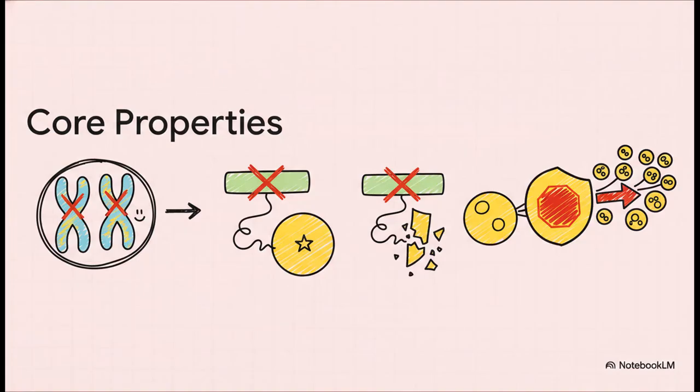A few core properties to remember here. First, their action is generally recessive at the cellular level, meaning both copies of the gene must be inactivated. Second, the mutations are categorized as loss of function, resulting in a non-functional protein. And third, their role is fundamentally inhibitory. They restrain cell growth and maintain stability.